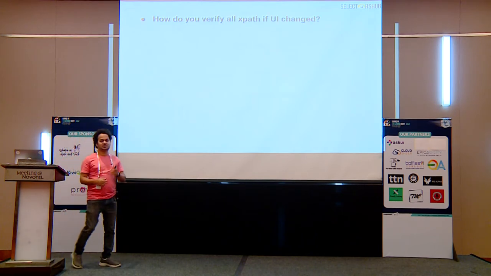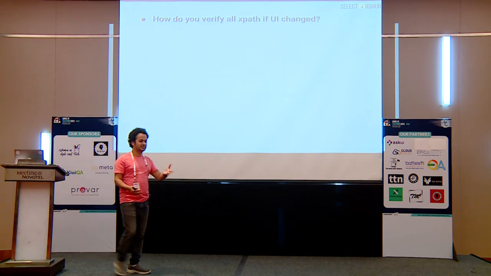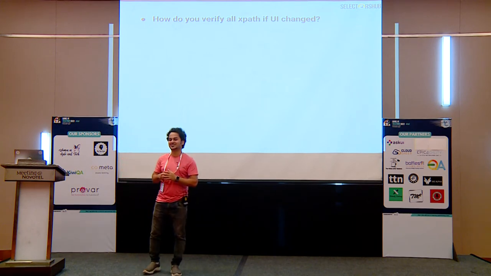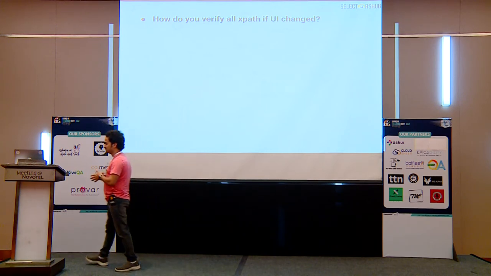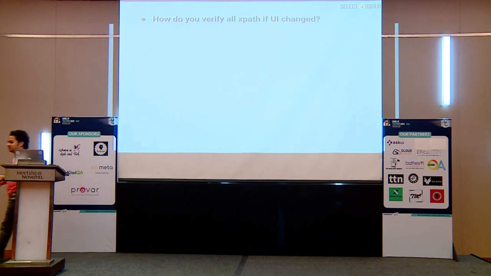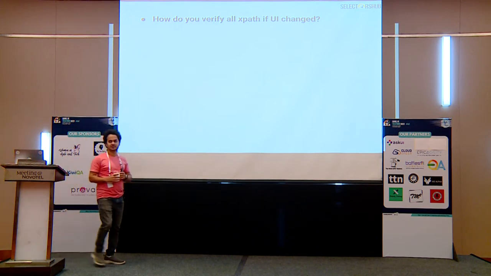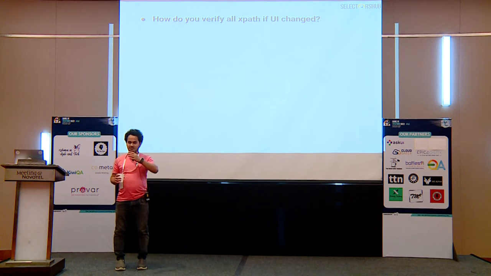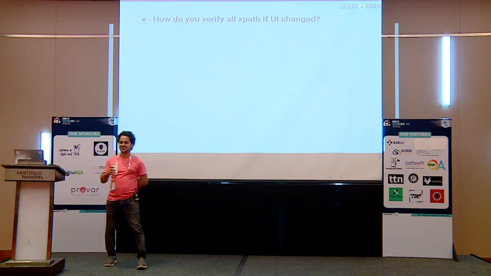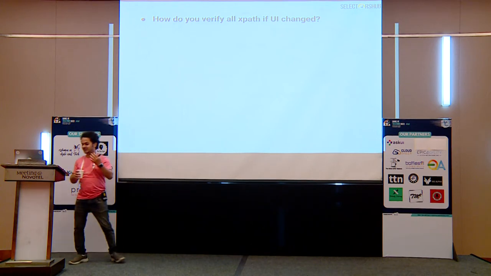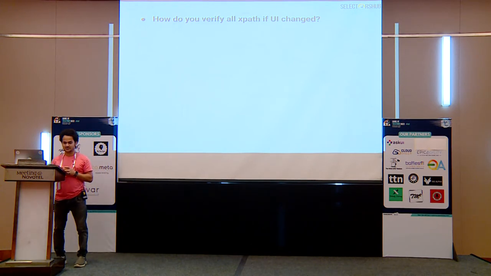Now the thing which you guys might be expecting, you were thinking that this person is here, so he will be talking about XPath and selectors. How do you verify your script or all the XPath? Let's say your UI got changed in your application. Generally, whenever the UI changes, most of the time all the XPath and selectors break. So how do you verify XPath and selectors in that case, one by one?